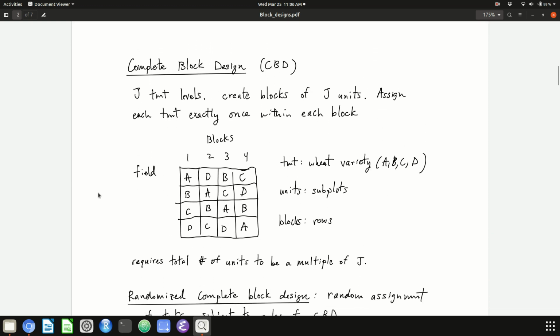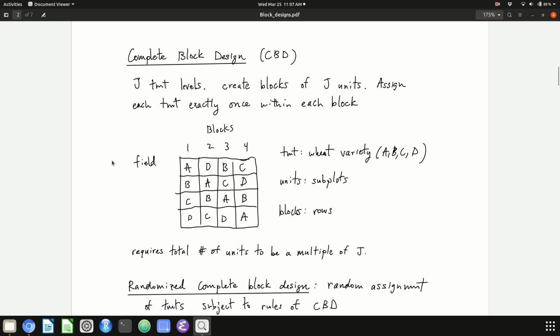Okay, so let's talk about our first specific block design, and that's the complete block design. In the complete block design, we have a treatment factor that has J levels, capital J levels. To generate the complete block design, we create blocks that have J units in each block. And then we assign each treatment exactly once within each block. This is possible because there are J treatment levels and each block has J units.